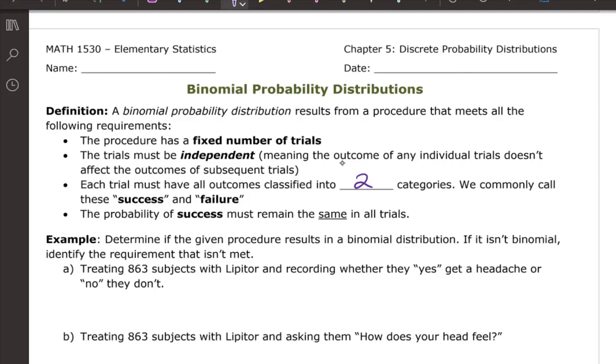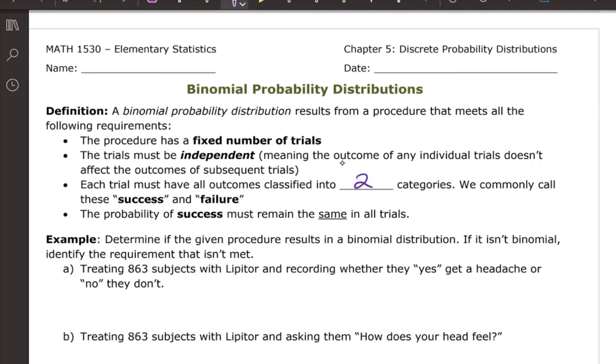So if you're doing an experiment where you're looking for the probability of having a girl, that would be your success, and failure would be having a boy. So it's not necessarily a good or bad thing. It's just how we talk about these binomial experiments.